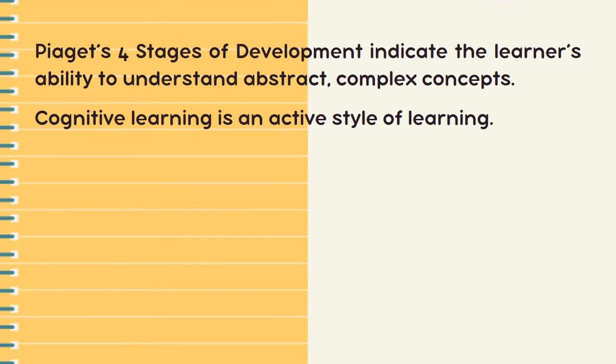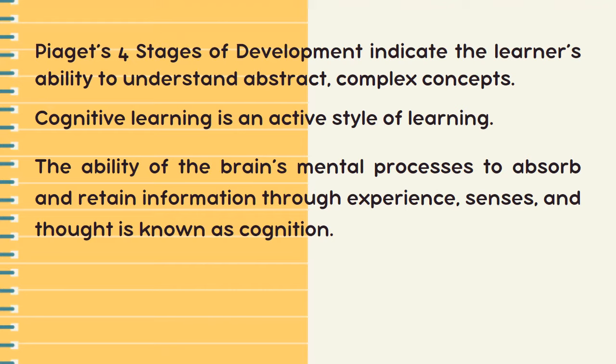Cognitive learning is an active style of learning that focuses on helping you learn how to maximize your brain's potential. It makes it easier for you to connect new information with existing ideas, hence deepening your memory and retention capacity. The ability of the brain's mental processes to absorb and retain information through experience, senses, and thought is known as cognition.